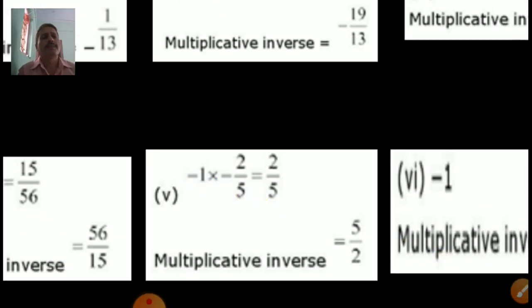Two numbers are given. Don't be afraid. First of all, find the solution of both numbers. 5 3s are 15 and 8 7s are 56. Now find the multiplicative inverse, meaning upside down, 56 upon 15. Here you can find a mixed number, 2 upon 5. And what is the multiplicative inverse of minus 1? Yes, student, minus 1 into minus 1 gives us 1 only.